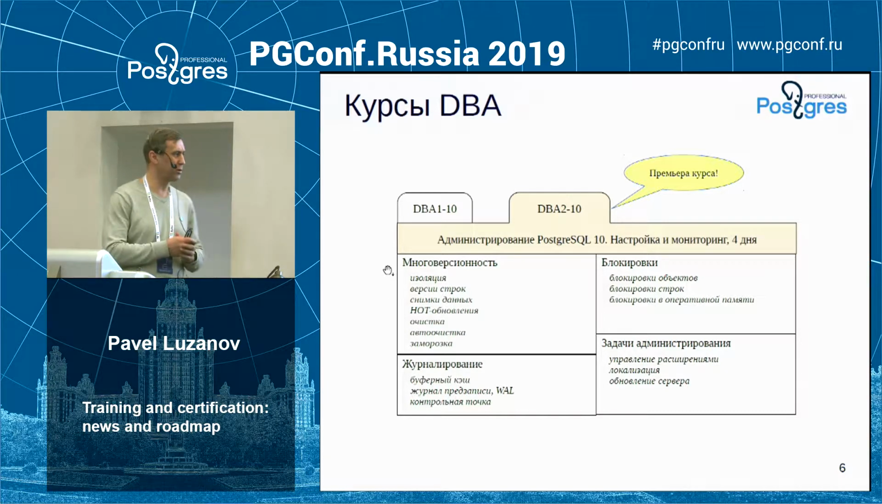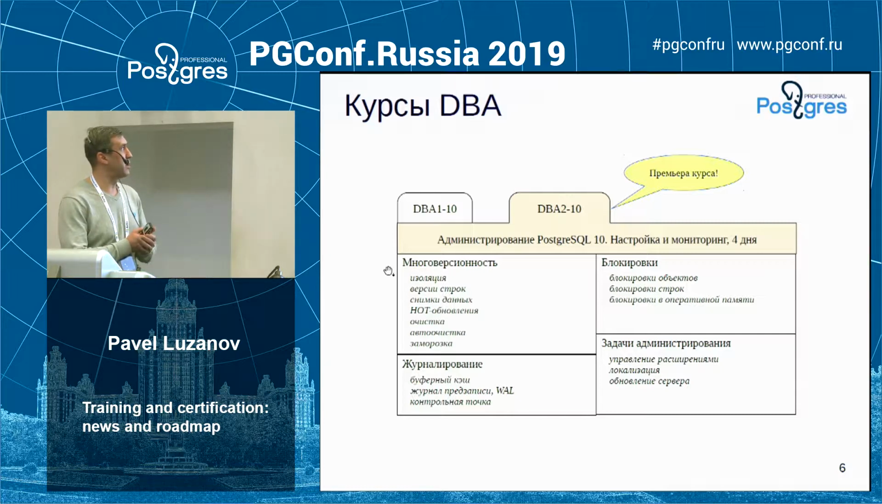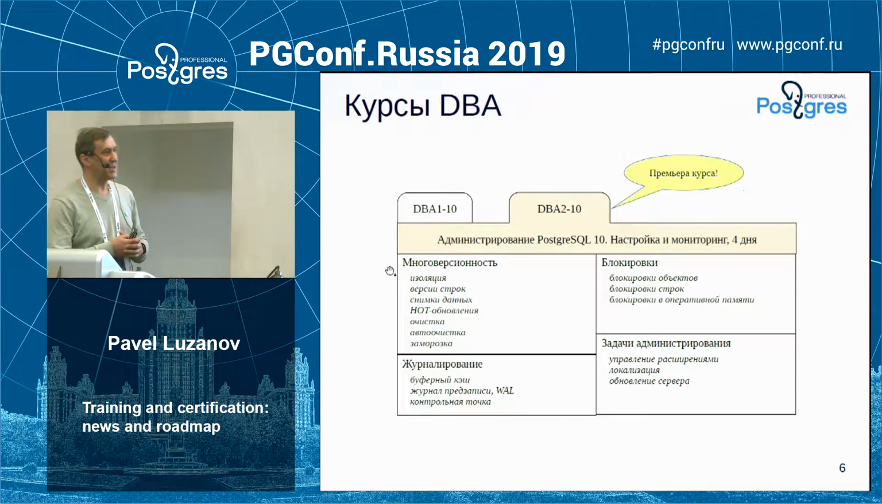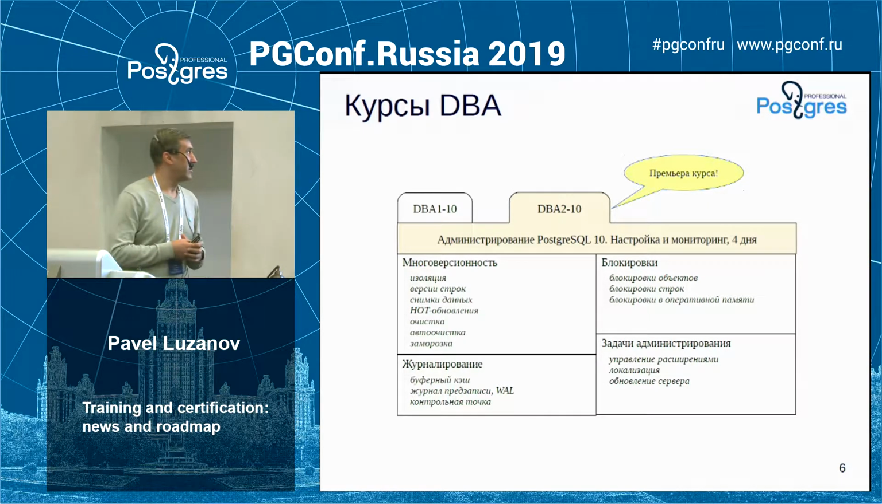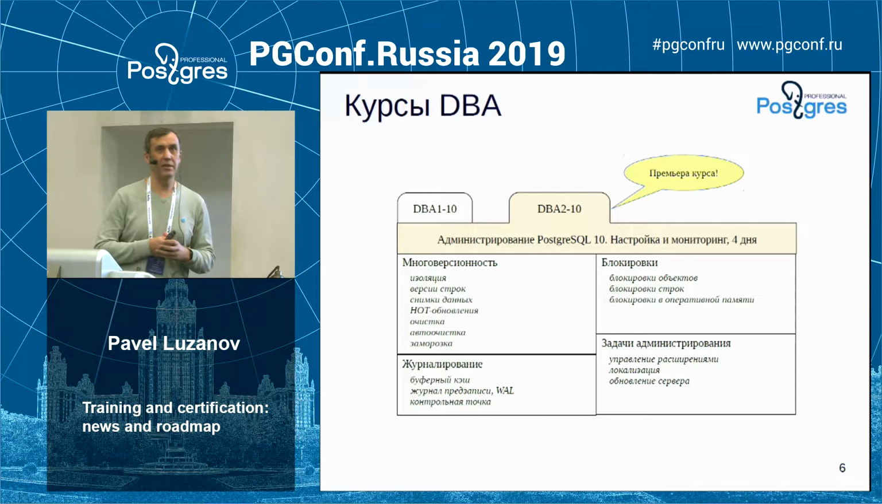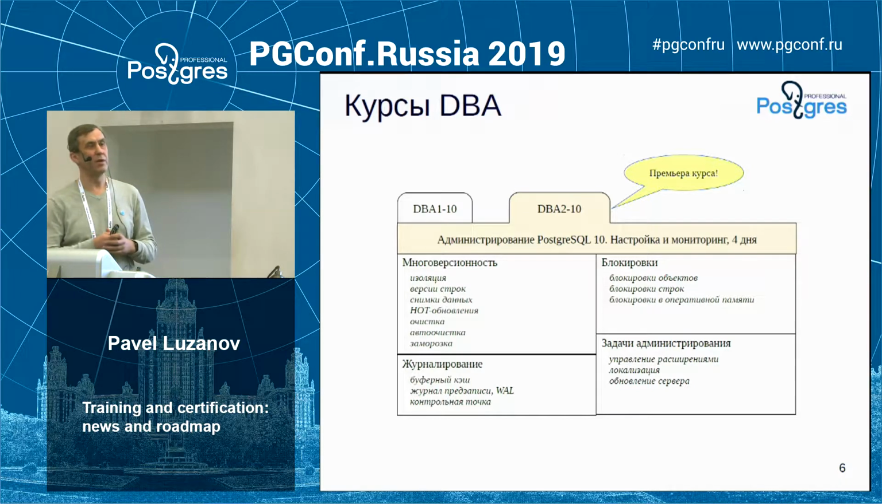We have a new course. I will speak about the relationship between the old courses and the new courses. The new course is DBA 2-10. We uploaded it to our website a week ago. It's quite detailed. We will speak about multi-version concurrency, locking, journaling. Those 3 words basically include a lot of details.